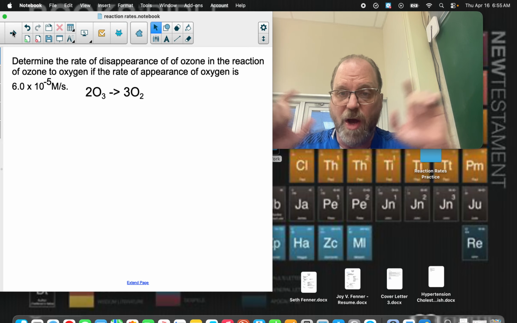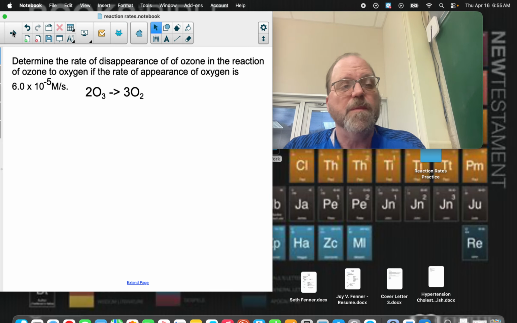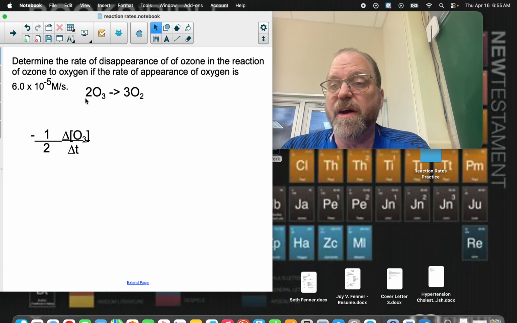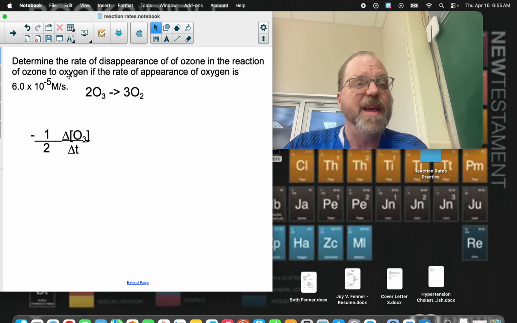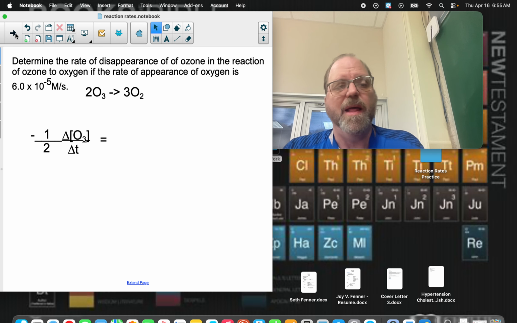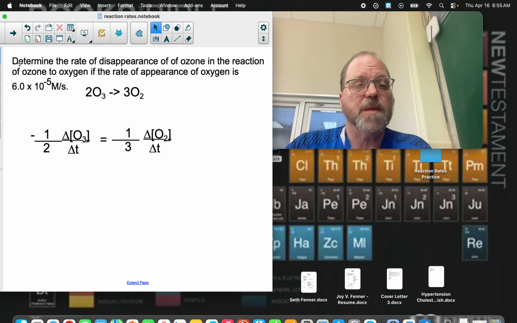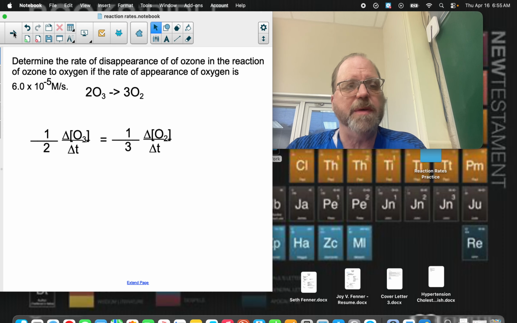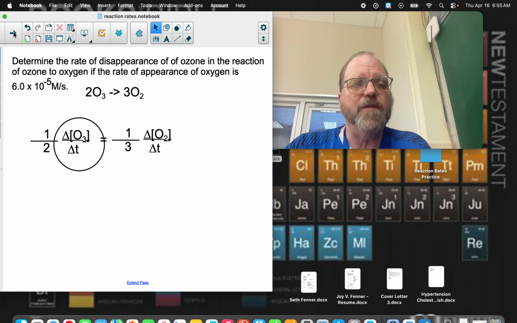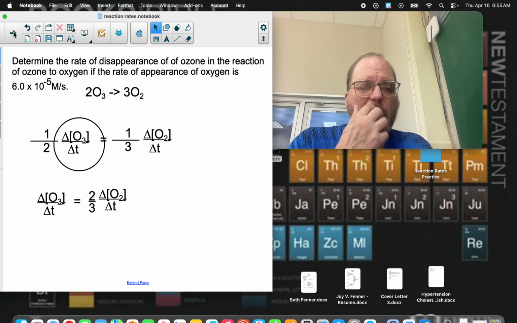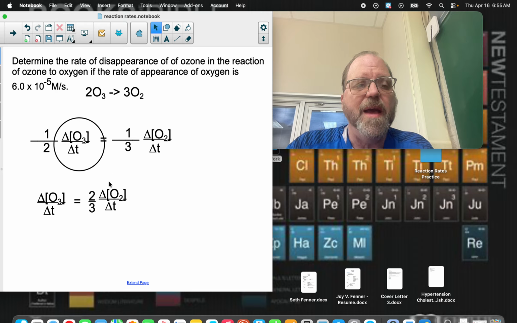So if you look at just our two substances, the rate of disappearance of ozone is 1/2. That rate is going to be equal to, now we know oxygen. And what was that? Let's get rid of the negative. Again, all that means is it's disappearing. So we know oxygen. We're looking for ozone. So we're going to take that 2 here, multiply it across. So 2/3 the rate of appearance of oxygen is going to be equal to the rate of disappearance of ozone.